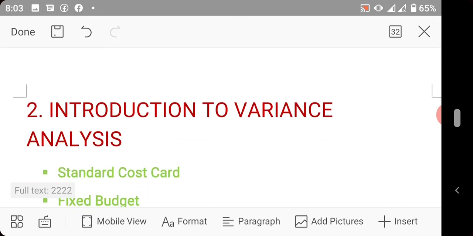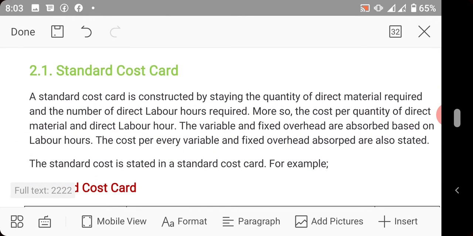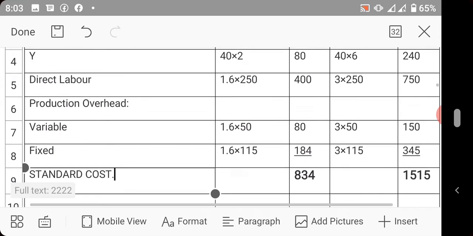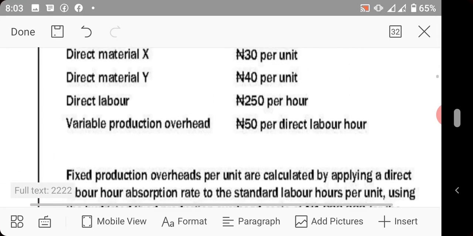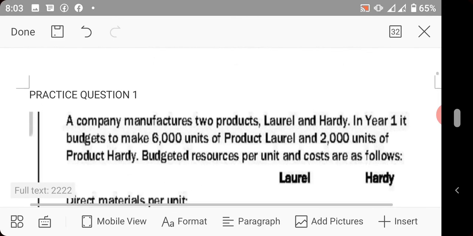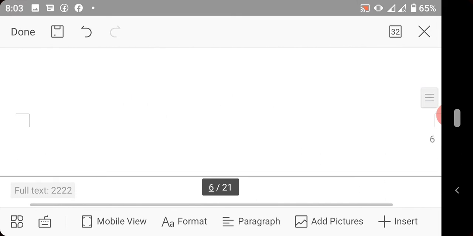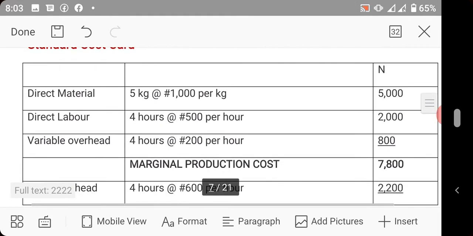So move to number 2, introduction to variance analysis. Standard cost card. In variance analysis, the standard cost will be presented in a standard cost card. And standard cost card was the first question we solved. Before we solved this question, the question was given in a standard cost card. This is what we call standard cost card. I hope that makes sense to you. So with this said, we'll now move down to the next items.